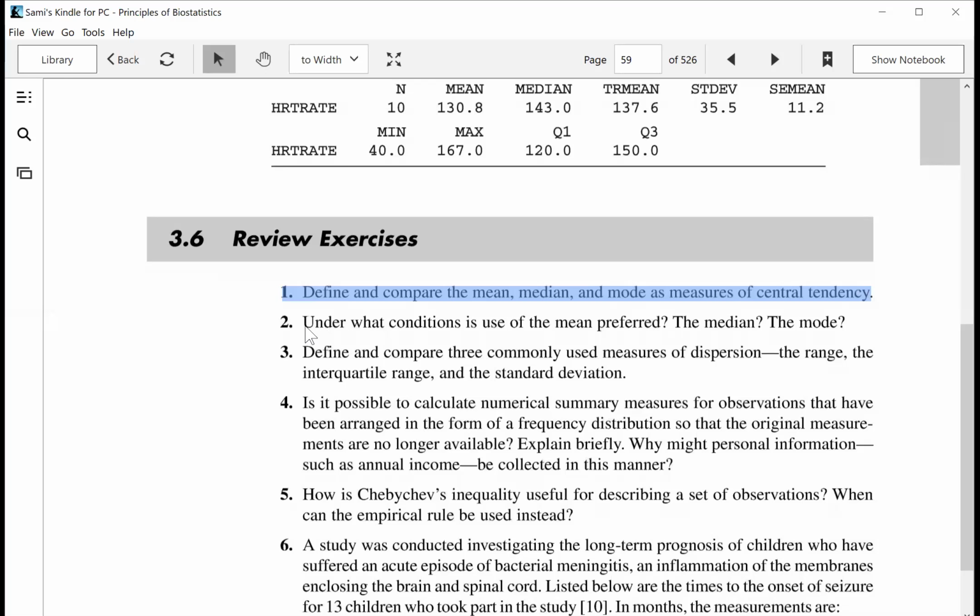So the second question is asking under which conditions use of the mean, the median, and the mode is preferred. If the data is normally distributed, then you use the mean and standard deviation. But if the data is not normally distributed, then we can't use the mean or the standard deviation. Then what we can use is the median and the interquartile range.